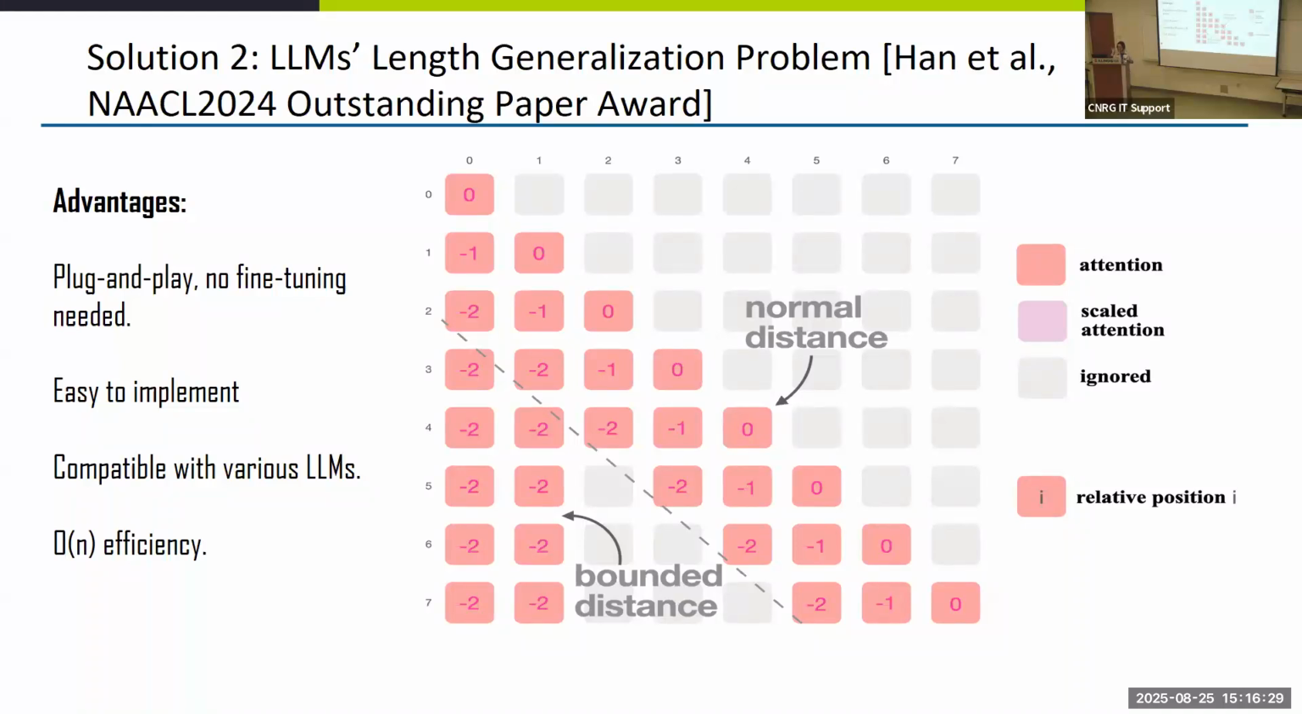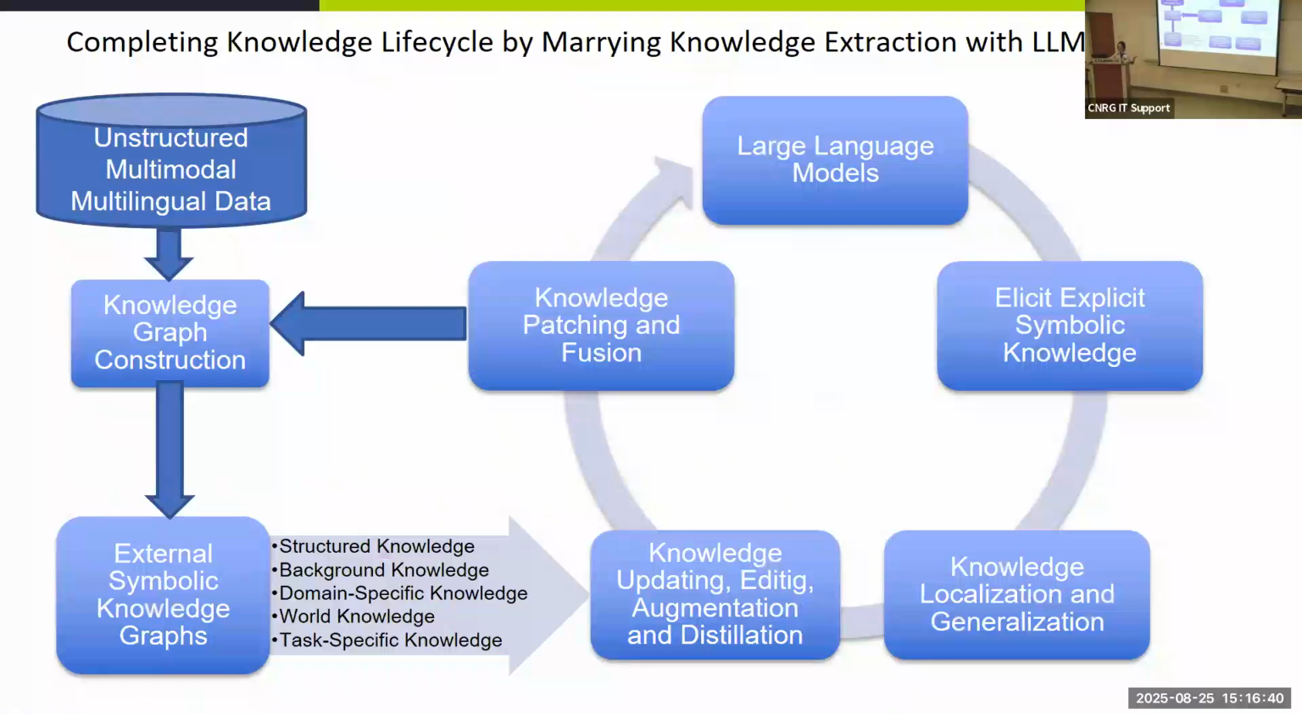So basically, he proposed that let's only pay attention to the beginning of the content and also the local content. Let's take out everything in the middle, and that actually can extend generalizability to infinite length. Okay, so to conclude, I think we are now in a golden time to be able to remarry knowledge graph construction or information extraction with the large models.